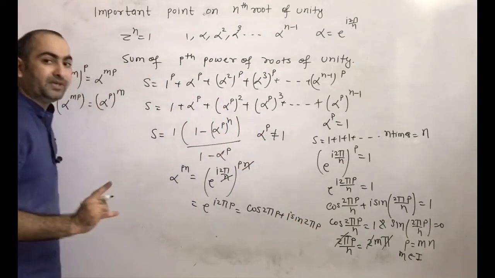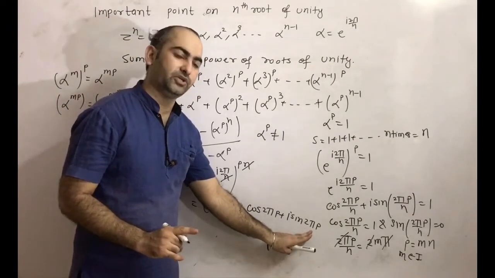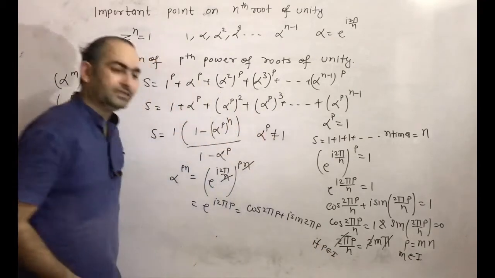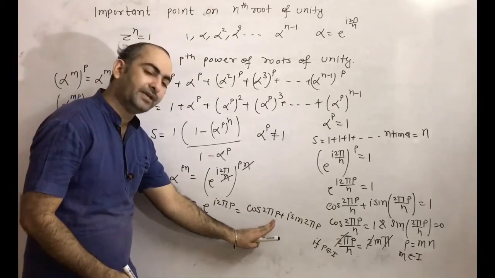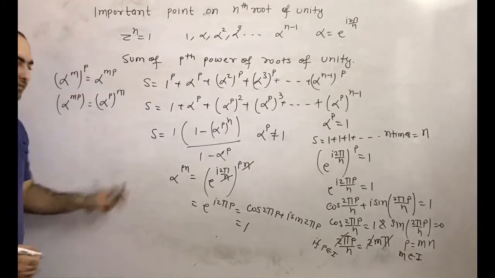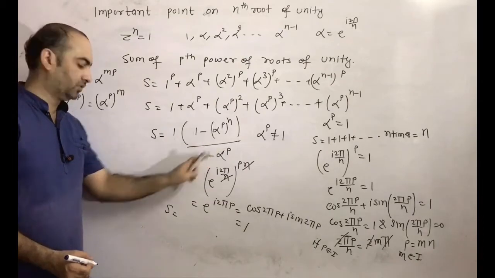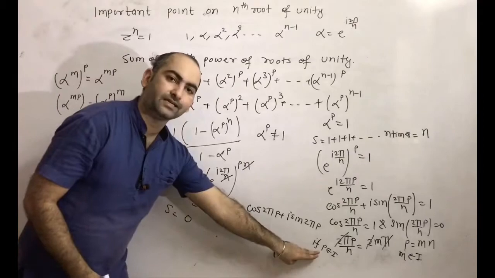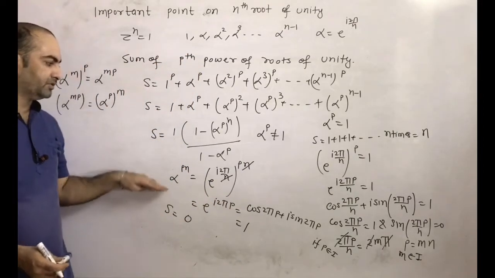If p is an integer, then sine 2 pi p is 0 and cos 2 pi p, an even multiple of pi, will come out 1. Then in this summation the numerator is 1 minus 1, that is 0. So S equals 0, and the denominator is non-zero. So if p is an integer, then the summation will come out 0. If p is not an integer, then we can find it by using this formula.